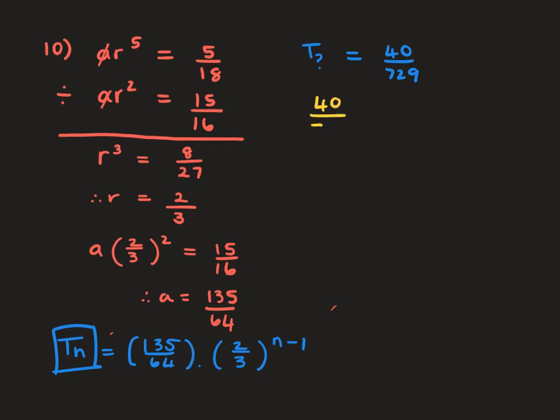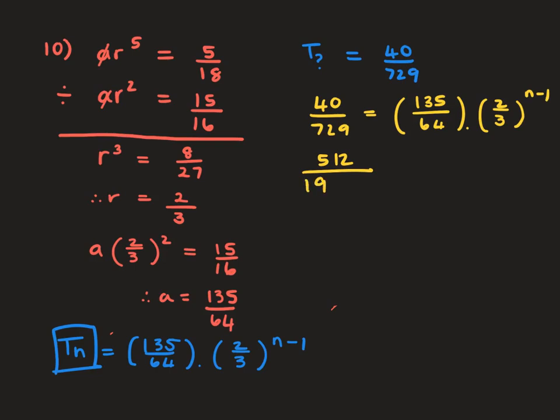So 40 over 729 is equal to term 1 times your constant ratio to the power of n minus 1. Now, if we divide both sides by a, the 135 over 64, we get 512 over 19,683. Okay, so this is looking like a real mess, right? And remember from this point, we can use logs. Maybe we should use logs, or we can rewrite it like this.